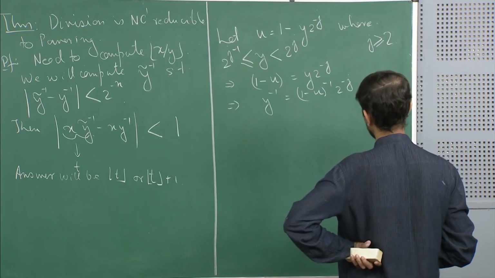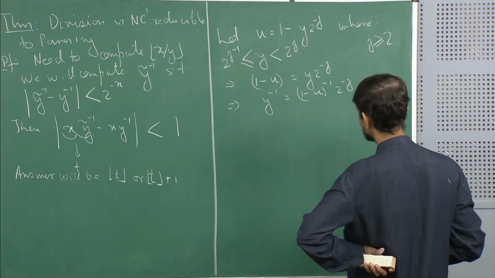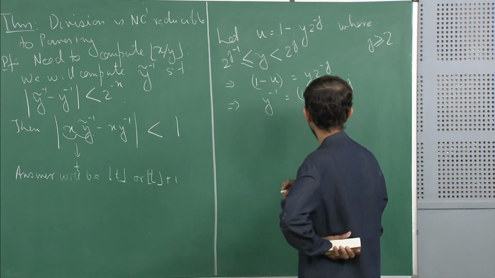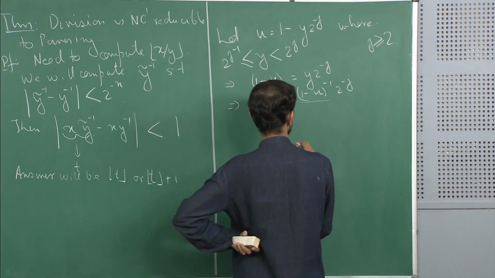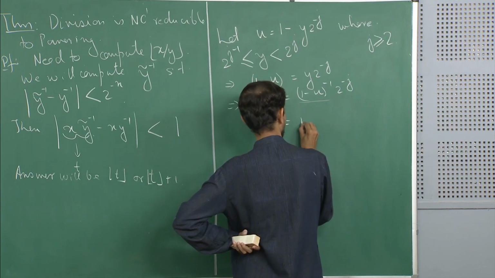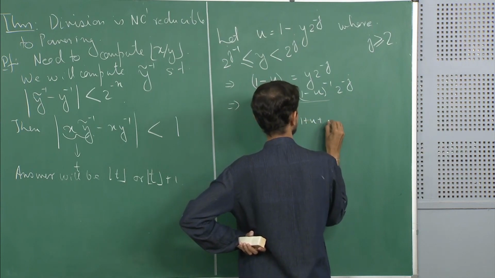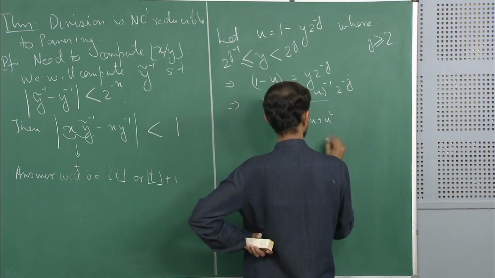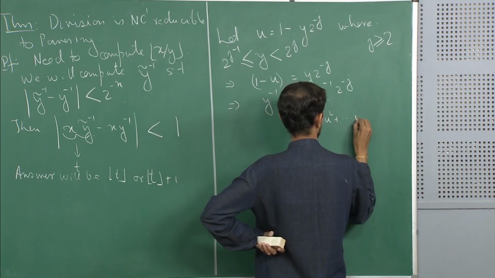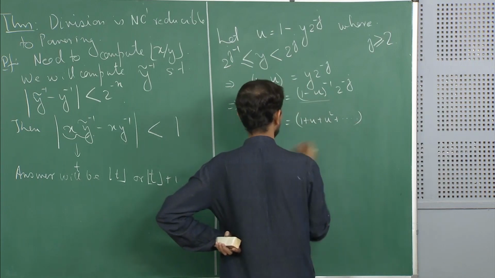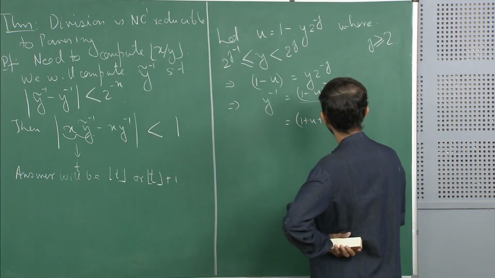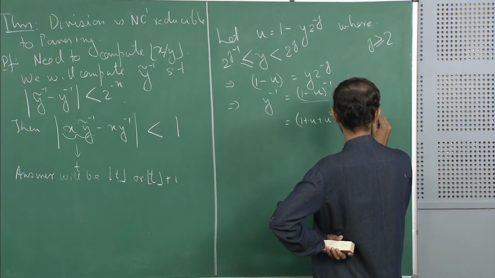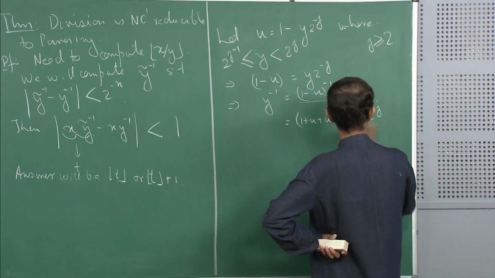So, we will be using this fact later on. So, y inverse is equal to this. Now, we will see what is 1 over (1 minus u), which is nothing but the infinite series 1 plus u plus u square, and so on, times 2 to the power minus j.